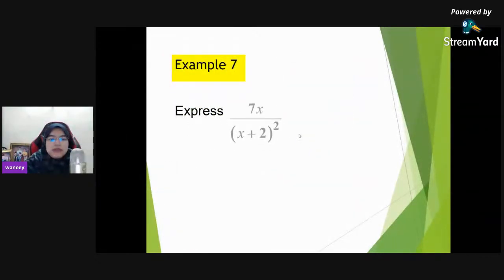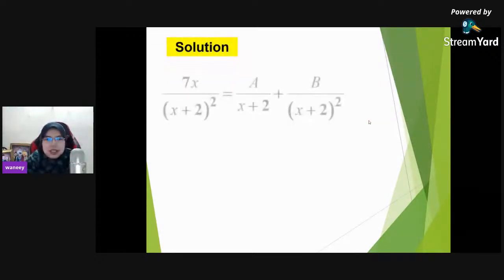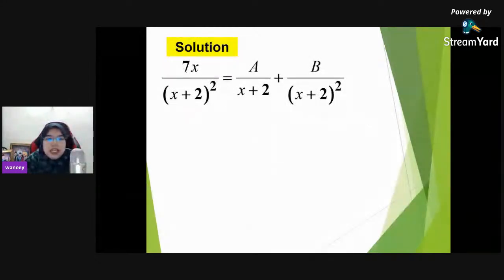Okay, so example 7. Express 7x over (x plus 2) squared in partial fractions. So we give you a simple one first. Okay, so separate them. 7x over (x plus 2) squared will become A over x plus 2 plus B over (x plus 2) squared. And then you need to have a common denominator. So this is the reason why I say it is a good practice to compare your denominator with the denominator on the left hand side.